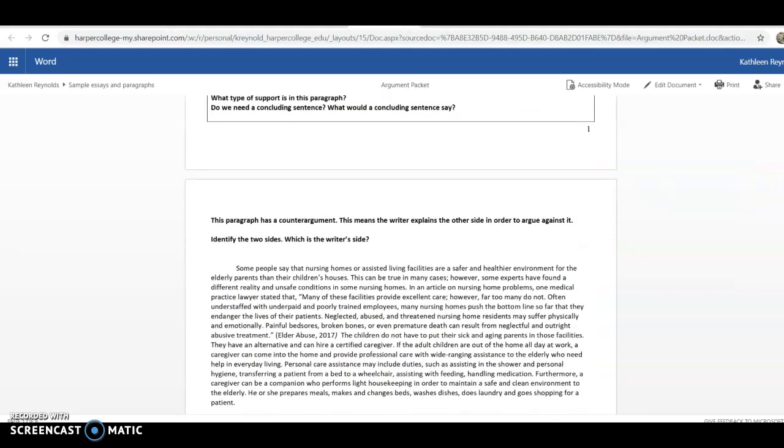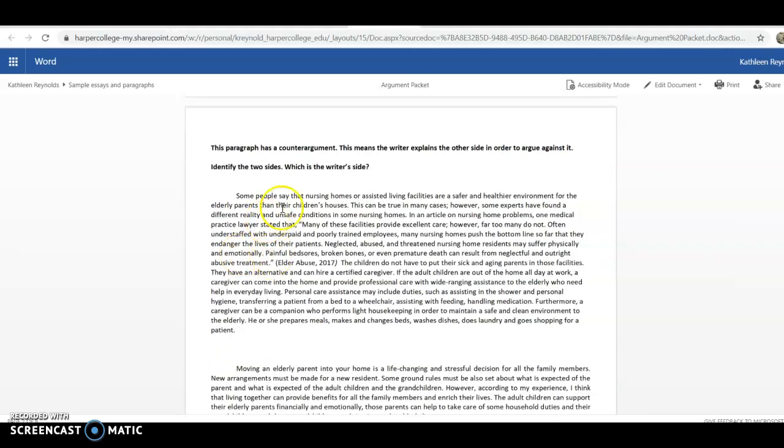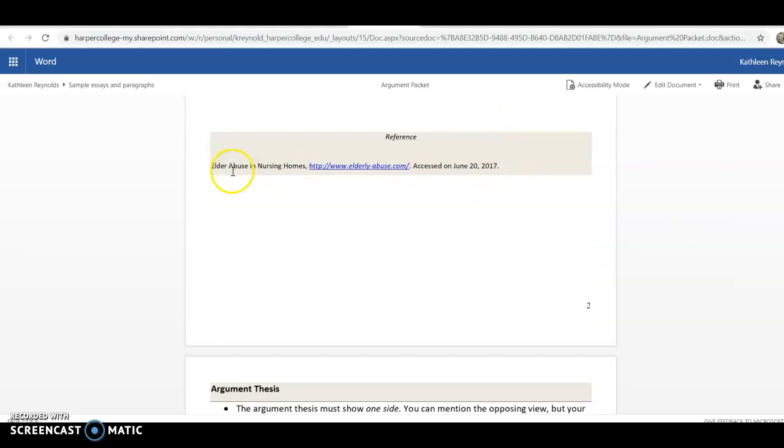In fact, that is done in the third body paragraph, and you can see it here. In this sentence, it says, "In an article on nursing home problems, one medical practice lawyer stated that," and as you may remember, this part is called the signal phrase, because it introduces the quote. Then we have the quote, and then we have the internal citation that says Elder Abuse 2017. And you can see that at the end, there's also a list of all the references used that gives the complete website, the complete title, and the date.